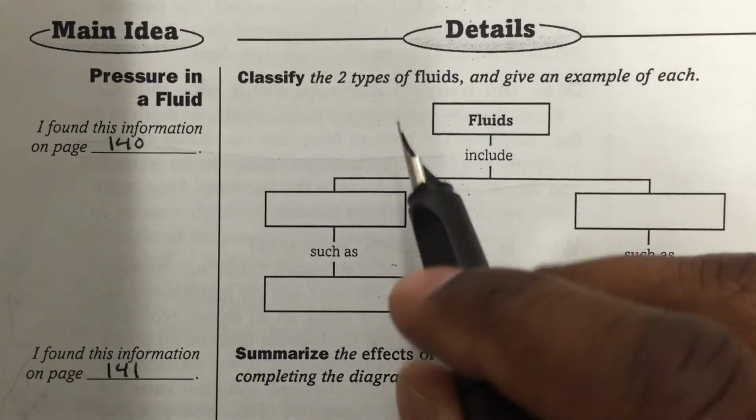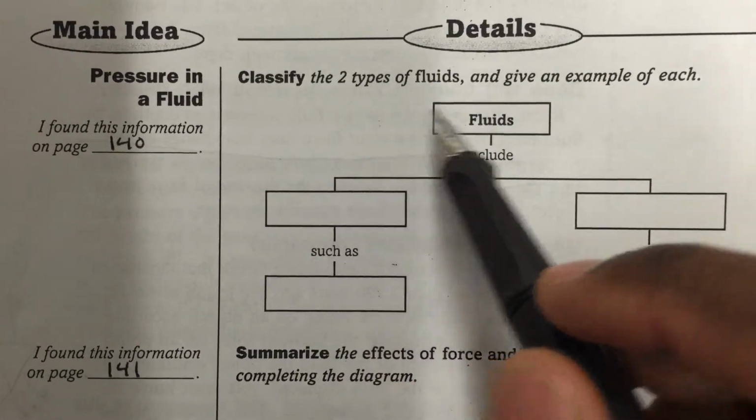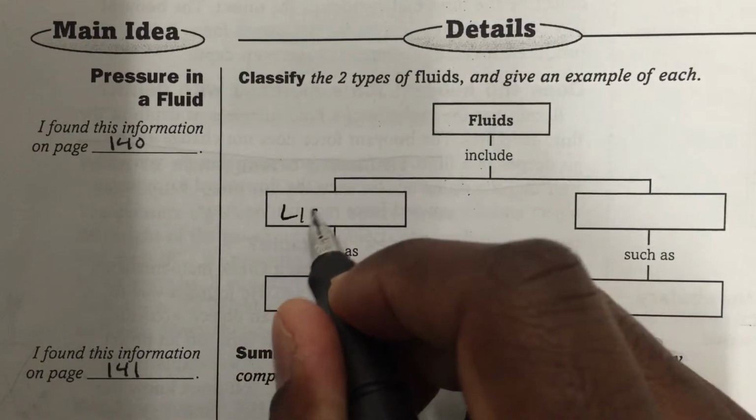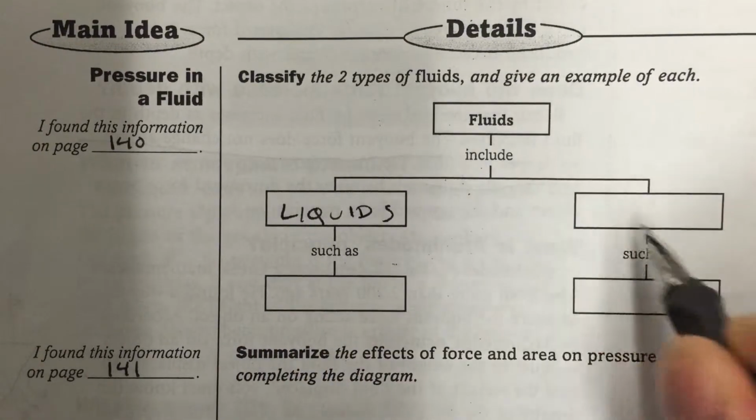All right, so it says here, classify the two types of liquids and give an example of each. We learned yesterday that fluids can be either liquids or they can be gases.